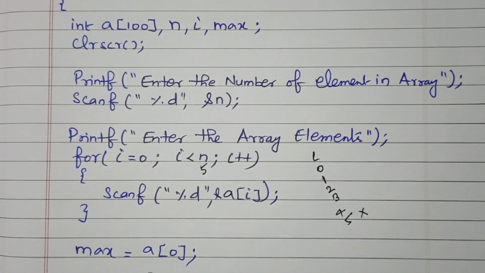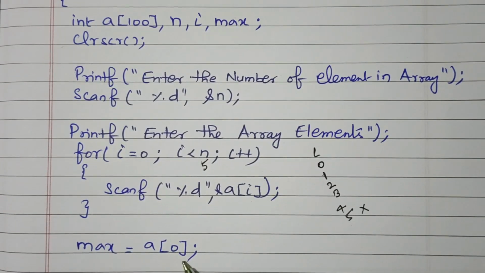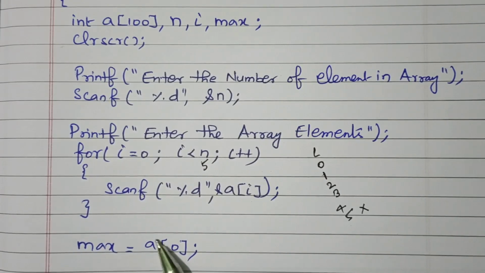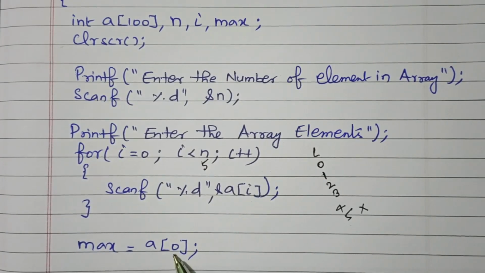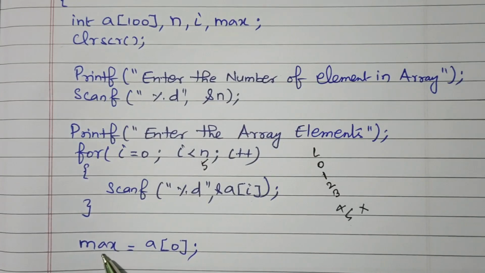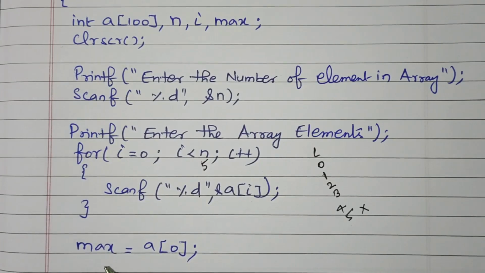Next what we are doing, max equal to a[0]. That is a[0] is the first element. We make the first element the maximum. We assume that a[0], the element we entered first, is stored in max. Thereafter we will check with the other numbers. If another number is greater, we will replace. Initially the first number is stored as the maximum. Now we'll go for the comparison.